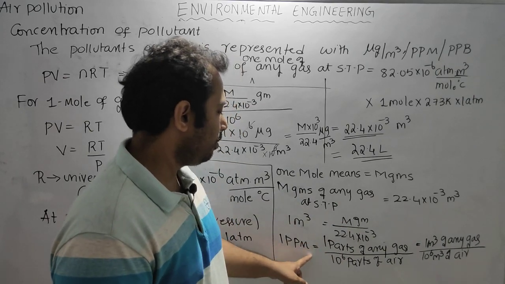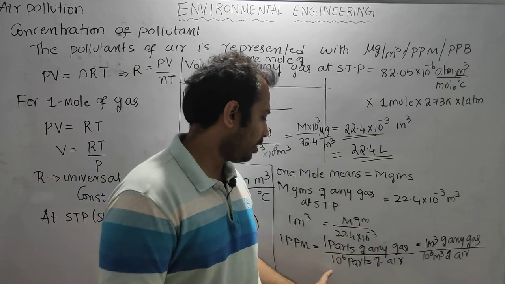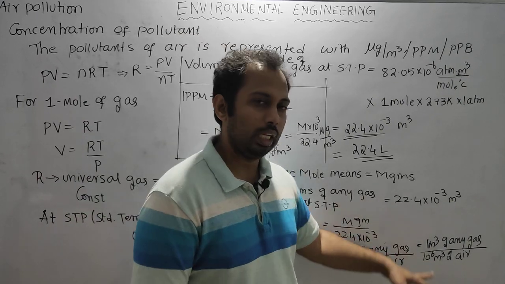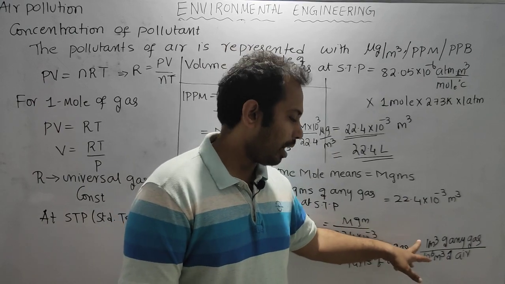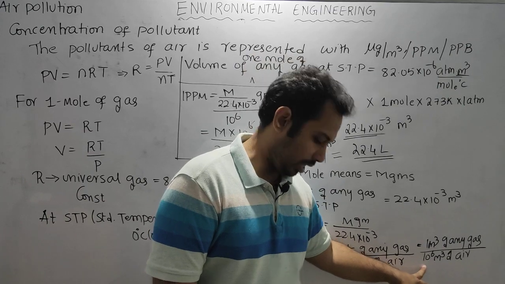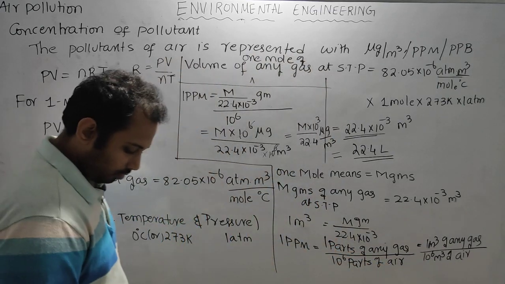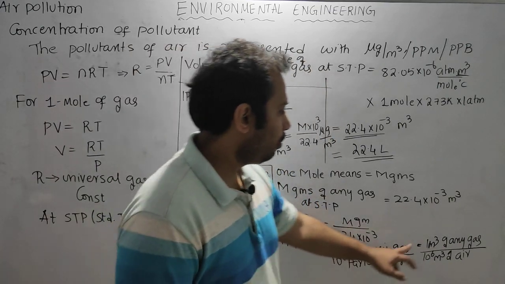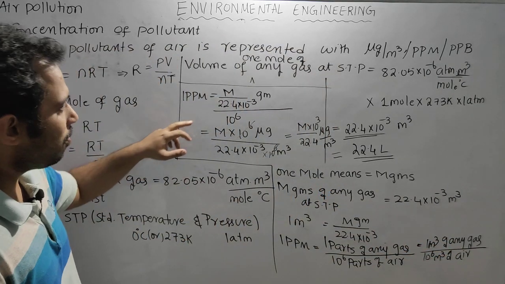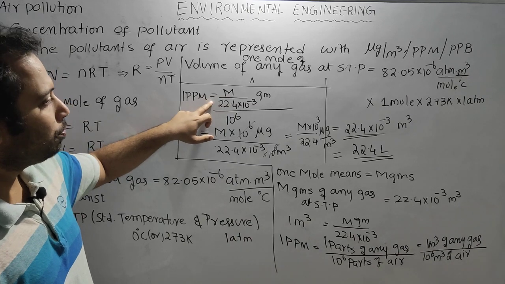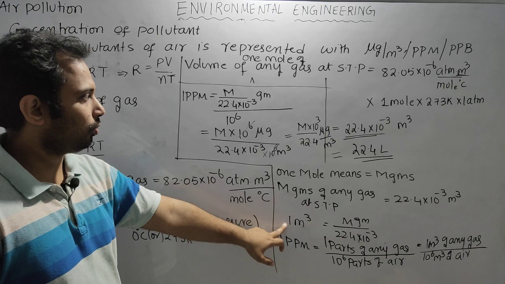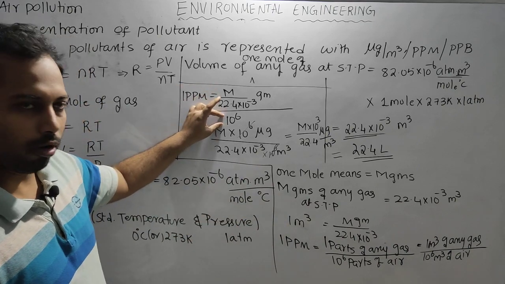So 1 parts per million is 1 part of any gas by 10 to the power of 6 parts of the air. Instead of part, I am keeping meter cube here, and here also 10 to the power of 6 meter cube I am taking. 1 meter cube of any gas will have a weight of m by 22.4 into 10 to the power of minus 3. This is the weight of 1 meter cube of any gas, divided by 10 to the power of 6.